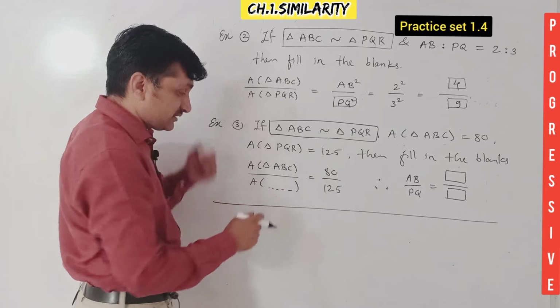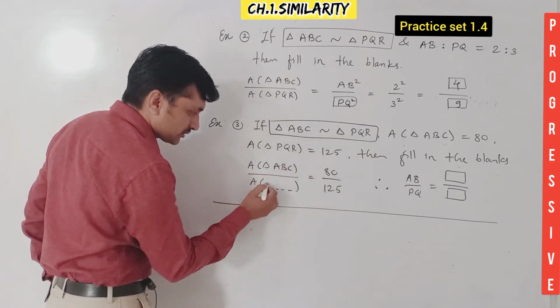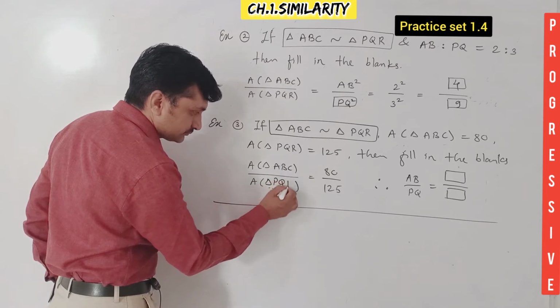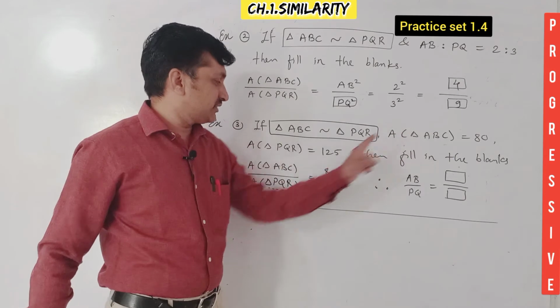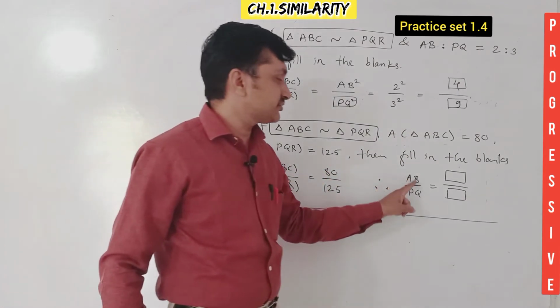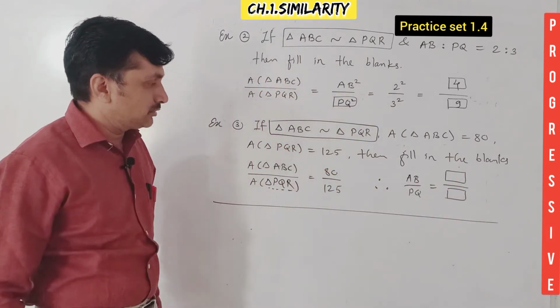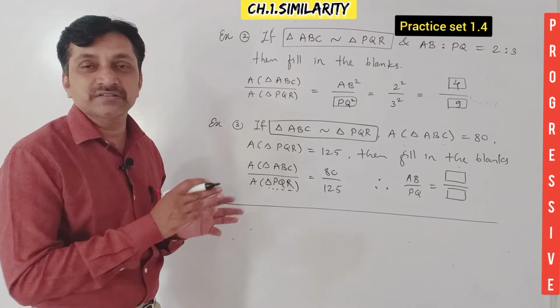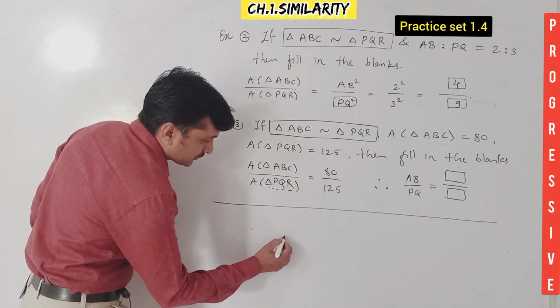ABC and PQR are similar, therefore the ratio of areas of two similar triangles ABC and PQR, therefore here we have to write PQR. Area of ABC is 80, it is given in the example, upon area of PQR is 125, it is also given, and directly it is given here AB upon PQ question mark, means blanks are there. Means we have to solve this example in rough, okay, by using the theorem. How do we use the theorem here?